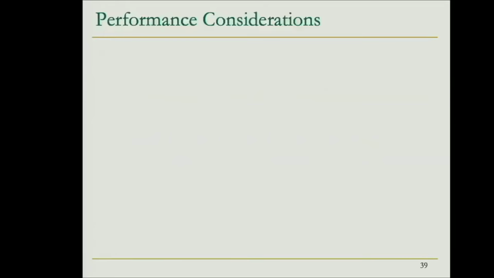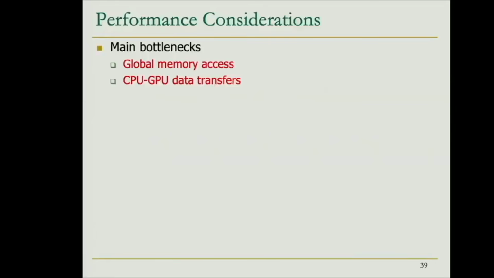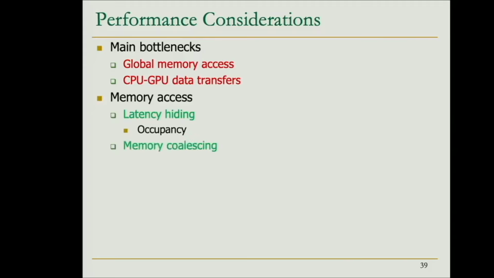Okay, so performance considerations. As I said in the beginning, the main bottlenecks of the GPUs. First of all, the data transfers between the CPU and the GPU. Second, the global memory access. In the end, this access to DRAM is where we are going to spend most of the execution cycles when we are doing GPU computing. For the CPU to GPU data transfers, we will see how we can try to optimize them. For the memory access, this is the first thing that we are going to talk about.